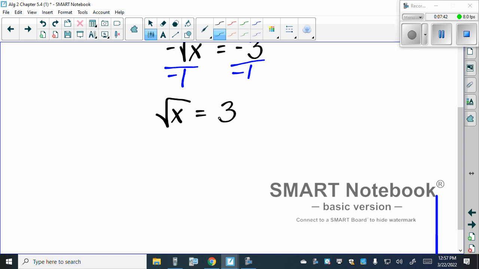So now the radical is by itself, yes? So step number 2 is to put both sides to the nth power. Well, our power in this case would be 2.